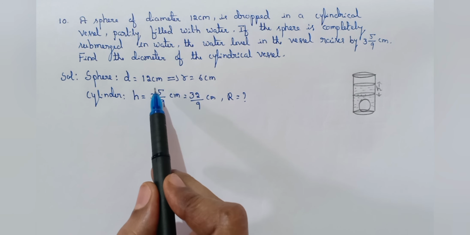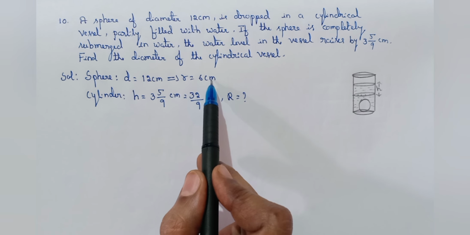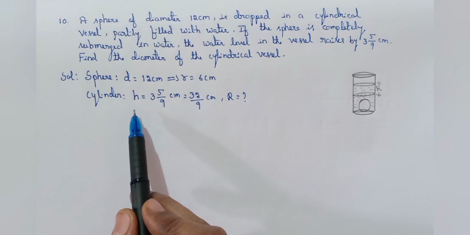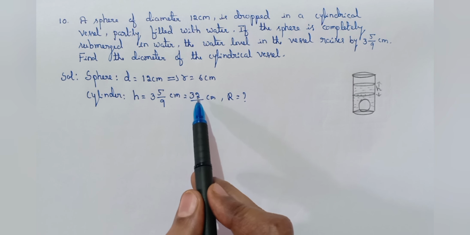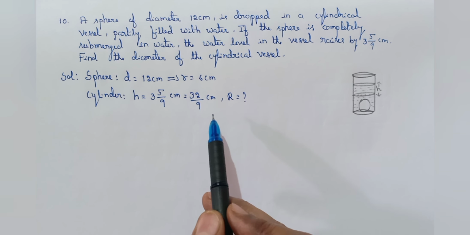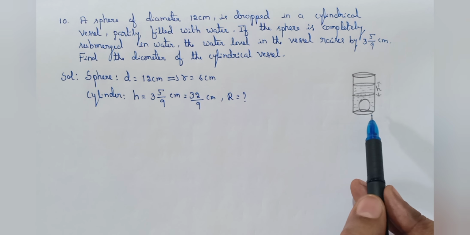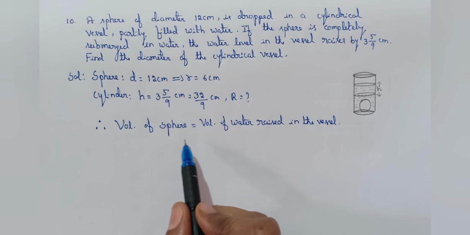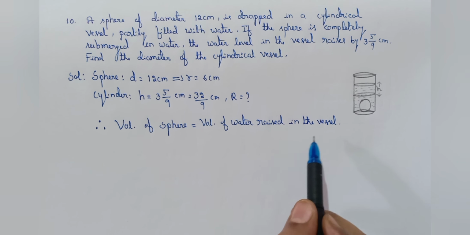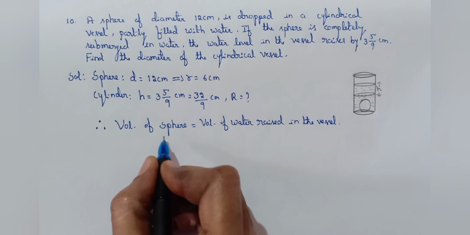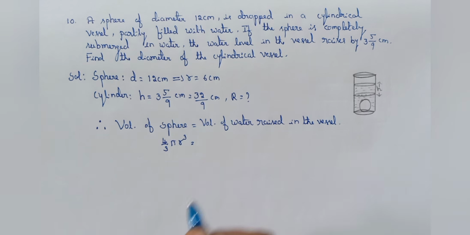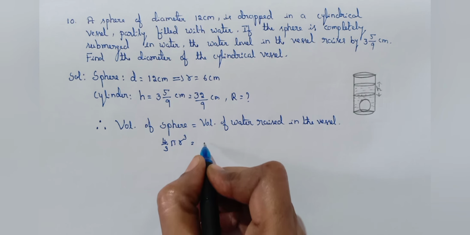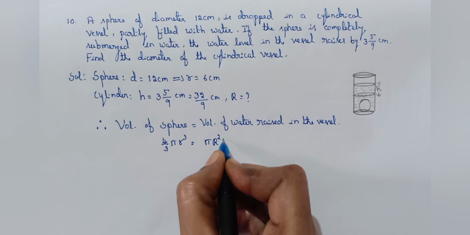The diameter of the sphere is 12 centimeter, so the radius is 6 centimeter. And the height of the water raised in the vessel is 3 and 5 by 9 centimeter, so that is equal to 32 by 9 centimeter. We have to find the radius of the cylindrical vessel. Therefore, volume of the sphere is equal to volume of the water raised in the vessel. Volume of the sphere is 4 by 3 pi r cube. Volume of the water raised in the vessel is nothing but the volume of the cylinder, pi r square h.